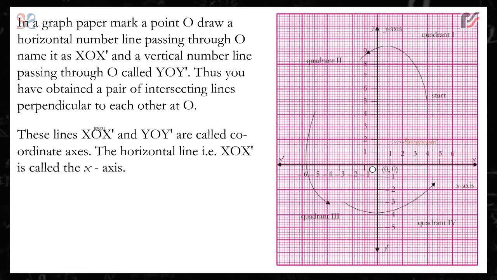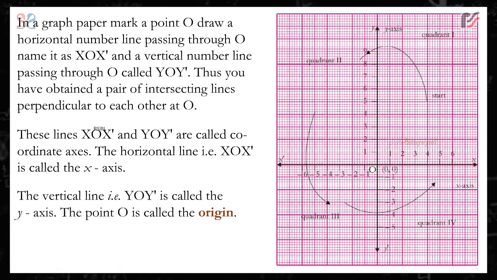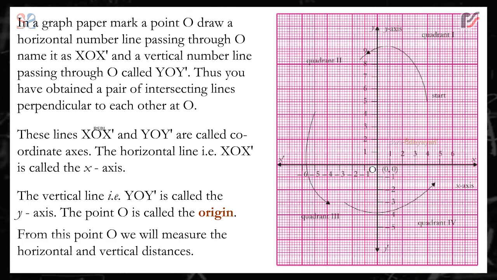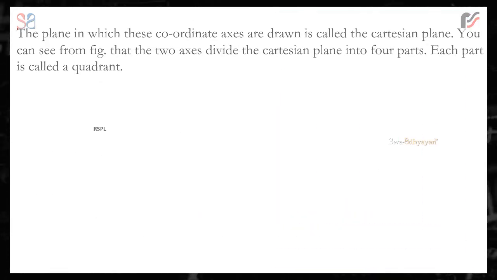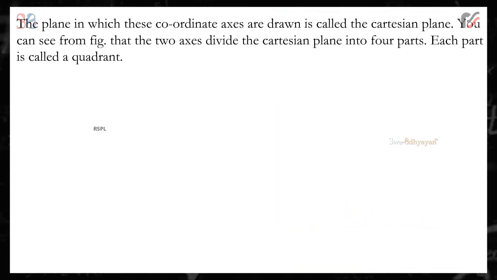The horizontal line, that is XOX', is called the x-axis. The vertical line, that is YOY', is called the y-axis. The point O is called the origin. From this point O, we will measure the horizontal and vertical distances. The plane in which these coordinate axes are drawn is called the Cartesian plane.